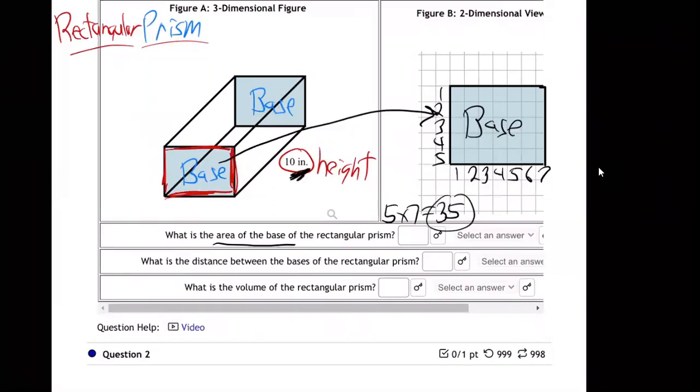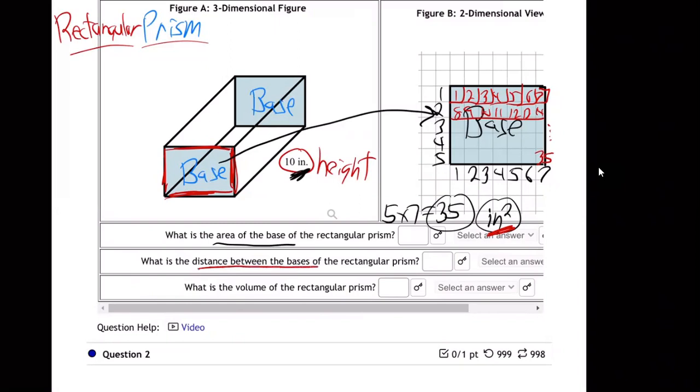Well, these are inches. So the base is square inches, right? We're saying actually how many squares? 1, 2, 3, 4, 5, 6, 7, right? 1, 2, 3, 4, 5, 6, 7. Keep going. 8, 9, 10, 11, 12, 13, 14, etc. All the way down to 35. There's 35 square inches in the base.